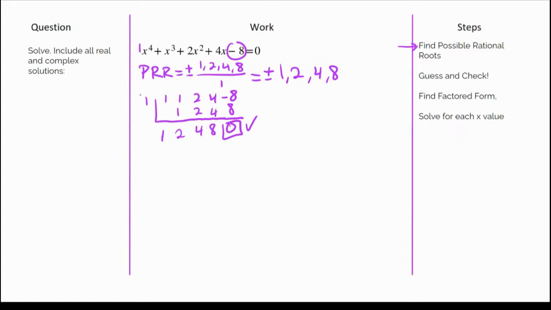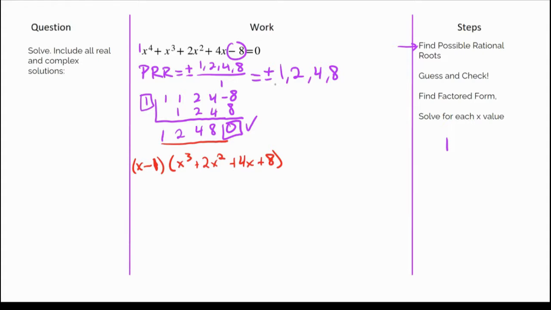That means that one of my roots is positive 1, which I'll come back to, and one of my factors is x minus 1. And then what's left here gives me the rest of my equation: x cubed plus 2x squared plus 4x plus 8. And now I'm going to keep going.